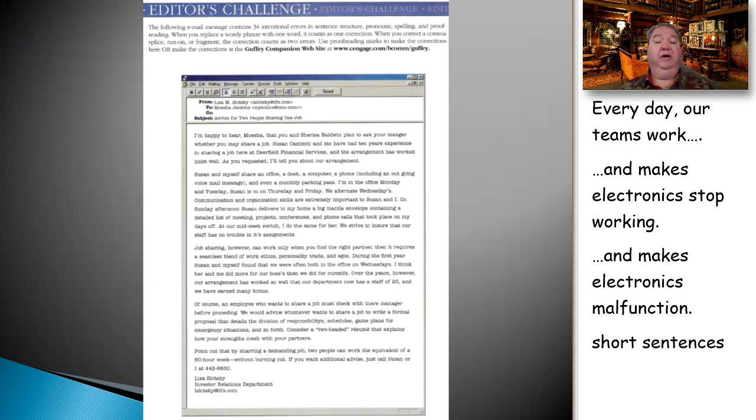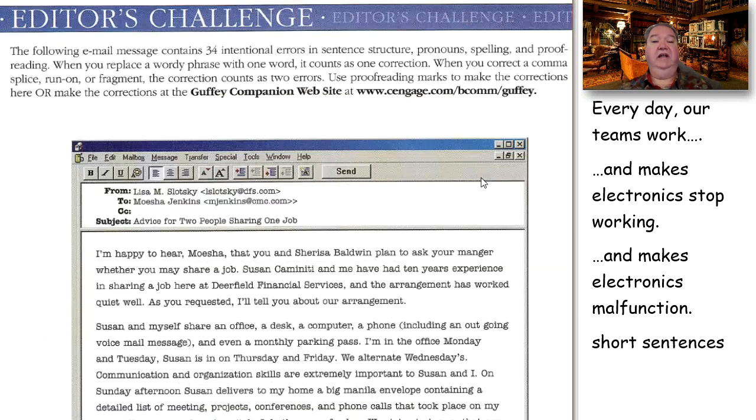Now, next week, starting on Thursday, I guess, we will be looking at another editor's challenge. This one in the form of an email with 34 intentional errors in sentence structure. So that would be things like comma splices, run-on sentences, or sentence fragments, problems with pronouns, spelling, and proofreading, just general mistakes.